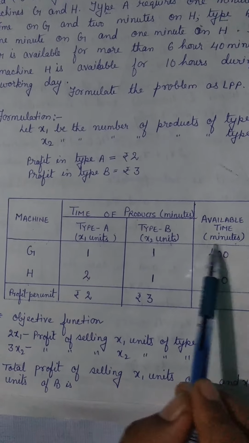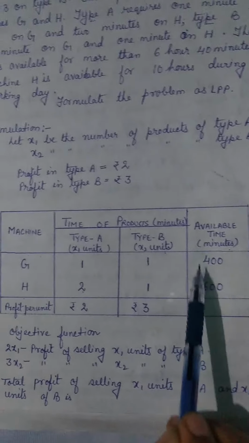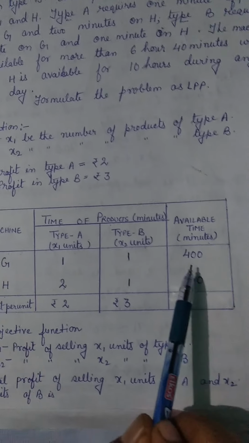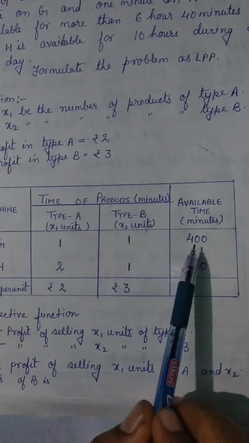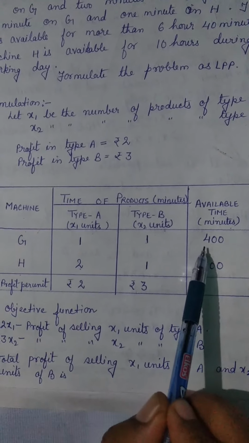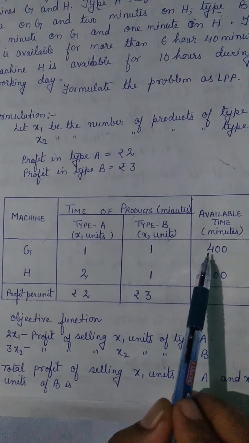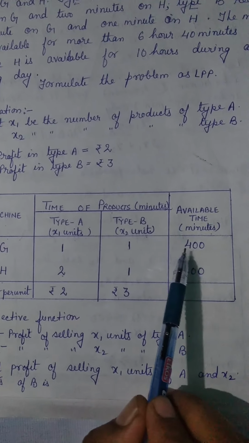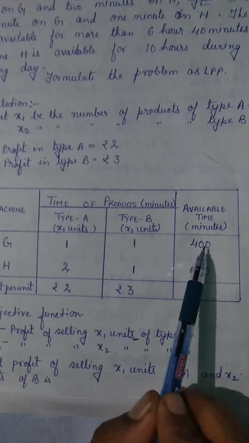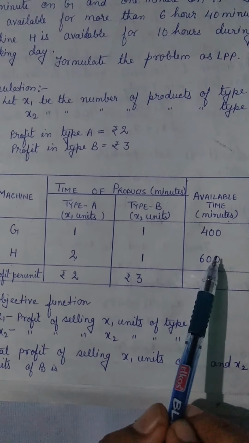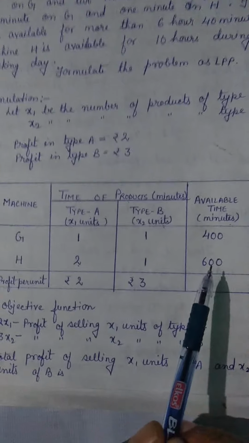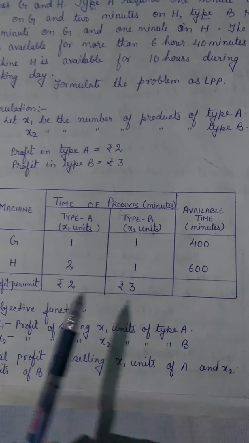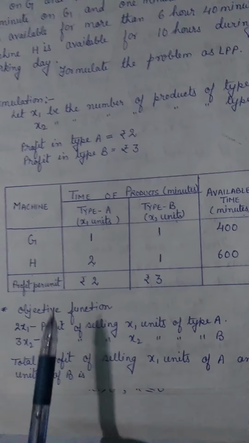And available time in minutes, here we have converted it into minutes. So it was given for G 6 hour 40 minutes. So 6 into 60 plus 40 is 400 minutes. And for H it is given 10 hours. So 10 into 60 is 600 minutes. Now let us formulate it.